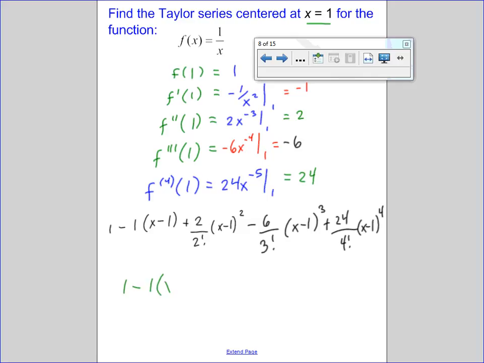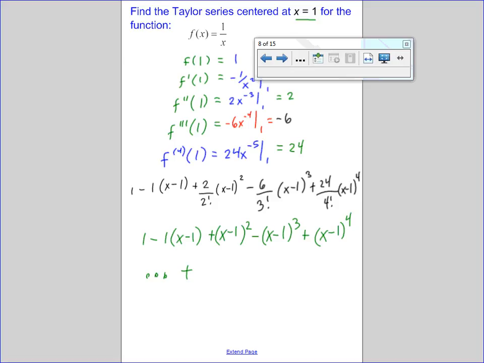1 minus 1x minus 1 plus x minus 1 squared minus x minus 1 cubed plus x minus 1 to the fourth, dot, plus, and here we go, it looks like my generalized nth term, yes that's right, the generalized nth term we'll use for our Taylor series representation in just a minute, is given by alternating sign.